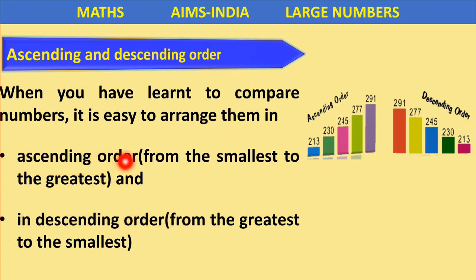Now what does ascending order mean? Ascending order means we write the numbers from the smallest to the greatest. How do we write, children? We write the numbers from the smallest to the greatest. Look at this image here. In ascending order the numbers are in increasing order. And in descending order, we write the numbers from the greatest to the smallest. Look at the descending order numbers. The numbers are in decreasing order. In ascending order, we have numbers in increasing order, and in descending order, we have numbers in decreasing order.